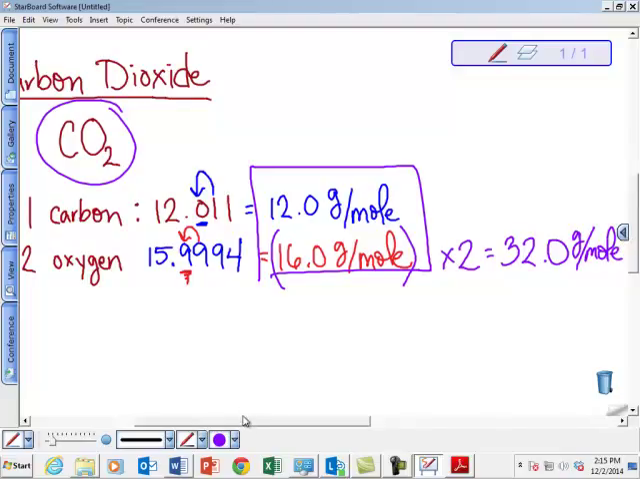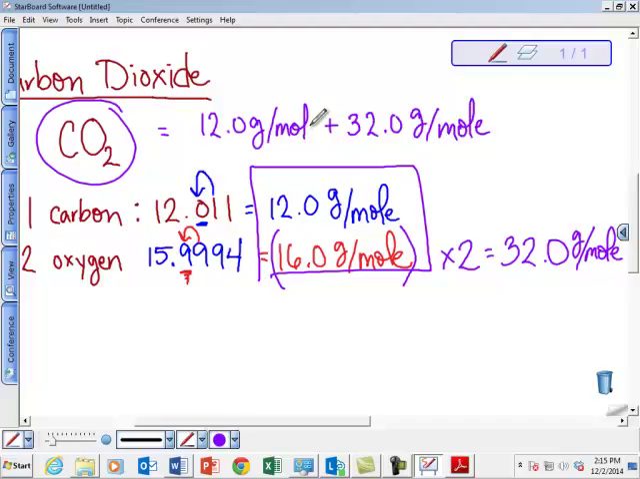Alright, so to get the molar mass of CO2, we would take the mass of carbon, which we said was 12.0 grams per mole, and we would add to it the 2 oxygens, because there's 2 oxygens in the formula, and that would be 32.0 grams per mole. And we would add these together.